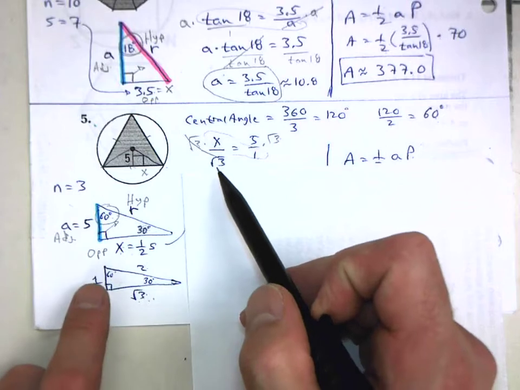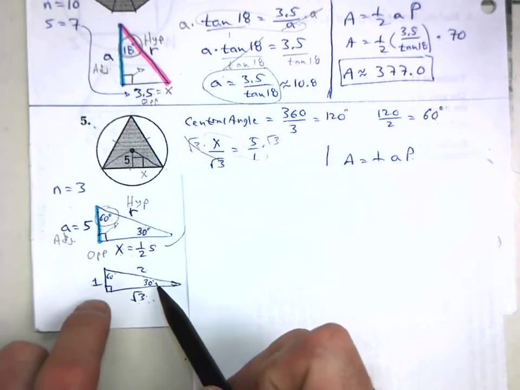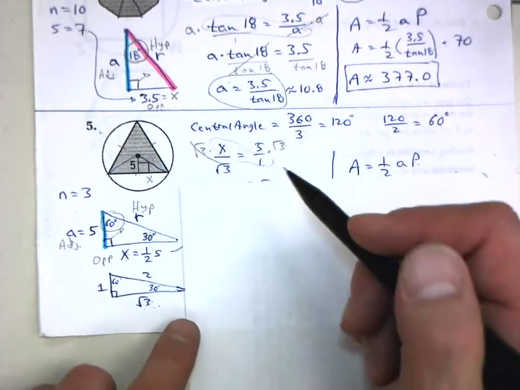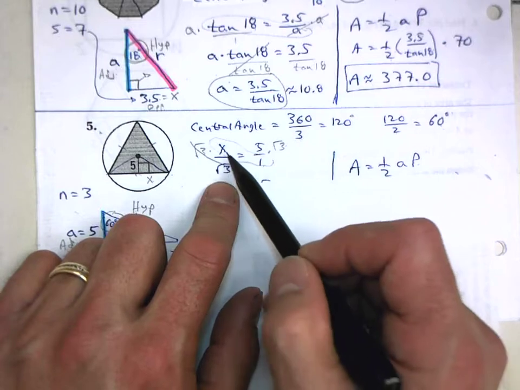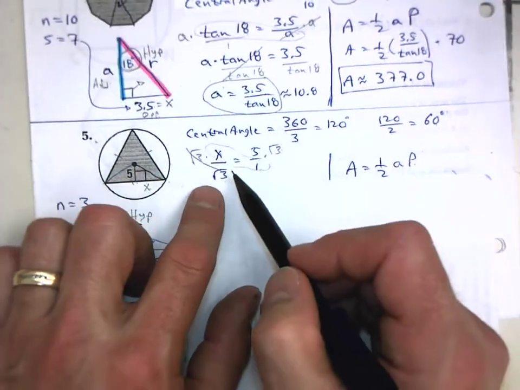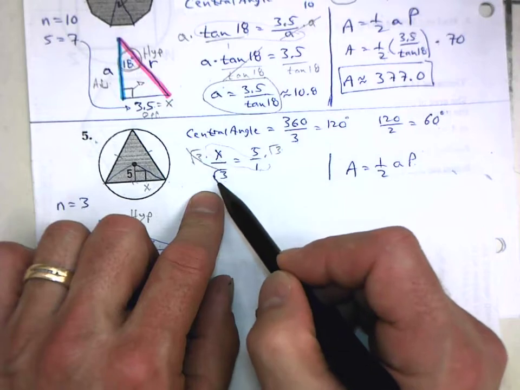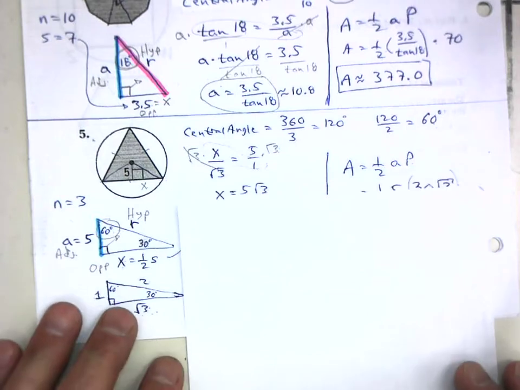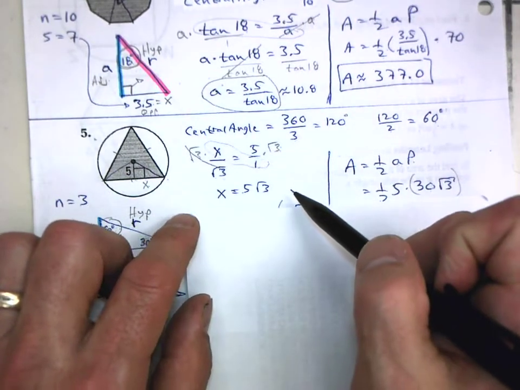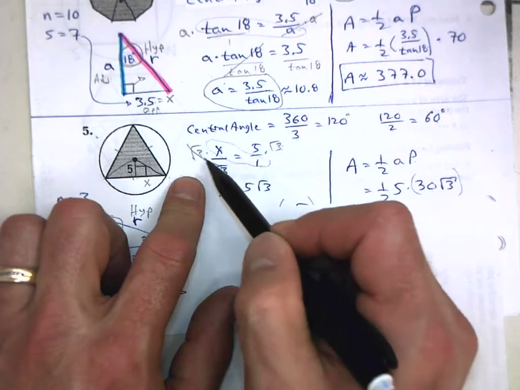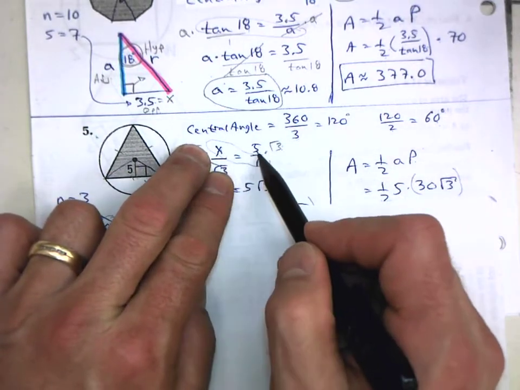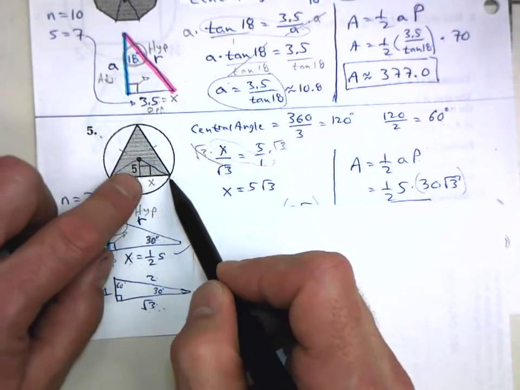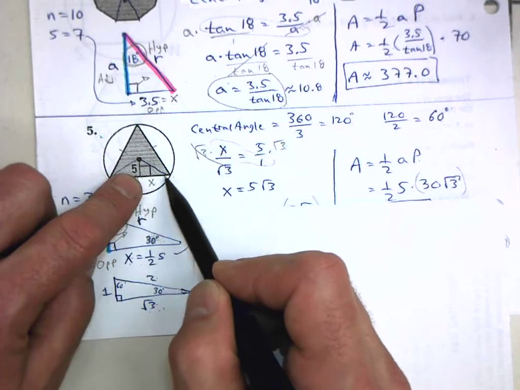I could have used trig, but it's actually easier to use these special right triangles, and I will teach you how to use special right triangles in the near future. So here's my proportion. I want to solve it for x. The easiest way to do that is to clear the denominator of square root of 3, and I do that by multiplying both sides by the square root of 3. When I do, these cancel out on the left-hand side, and I'm left with x equals 5 times the square root of 3. So the length of this half of a side is 5 times the square root of 3.